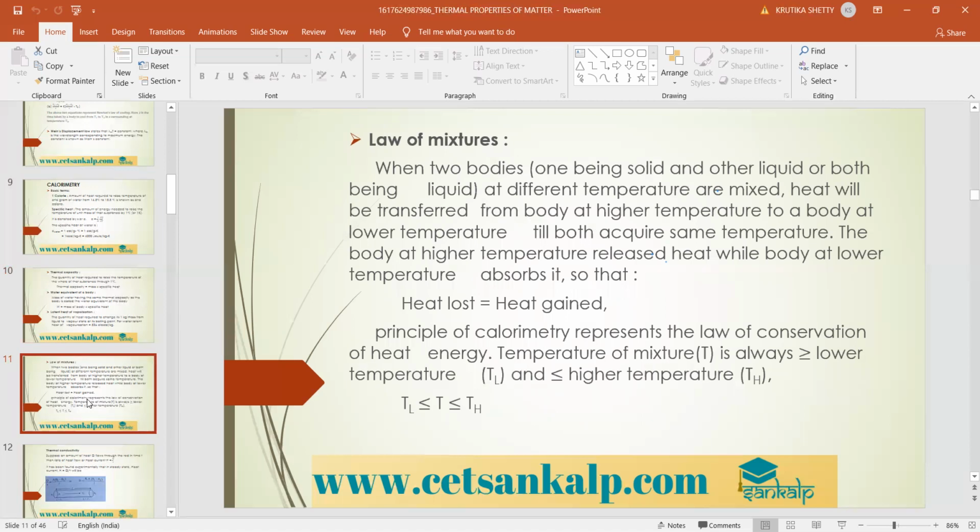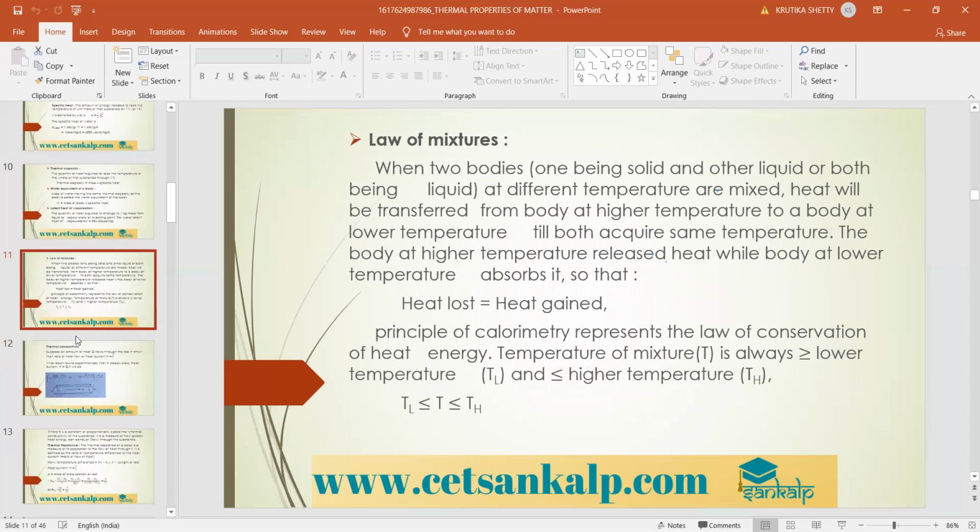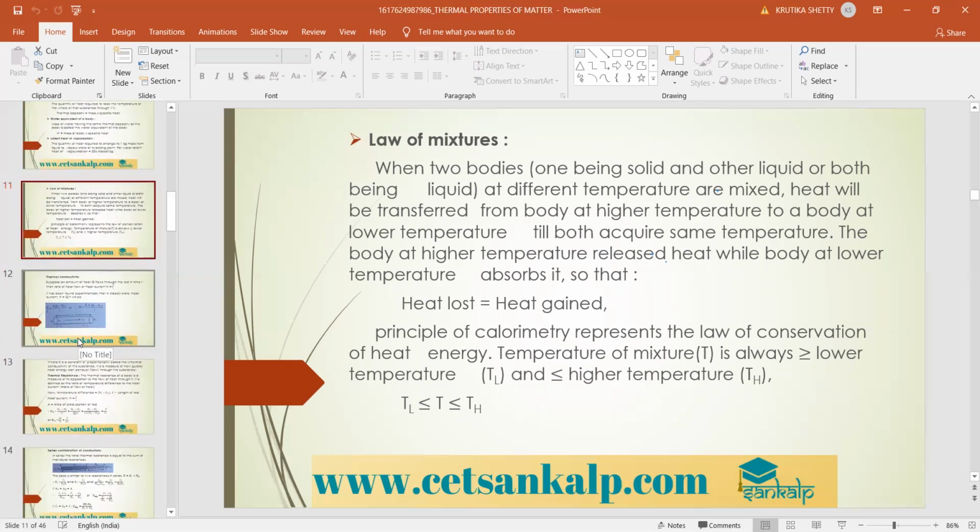Then next we have the law of mixtures. When two bodies at different temperatures are mixed, heat will be transferred from the body at higher temperature to the body at lower temperature until both bodies acquire the same temperature. We also call it the equilibrium temperature. So the heat exchange takes place until both bodies acquire the same temperature. That is the law of mixtures.